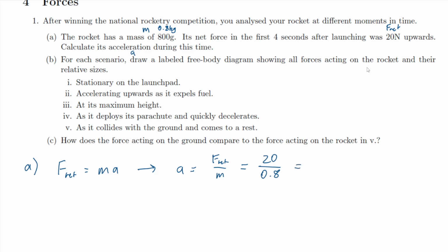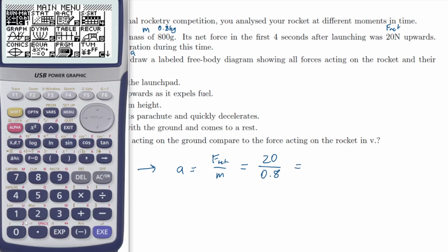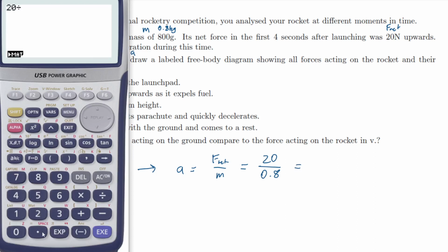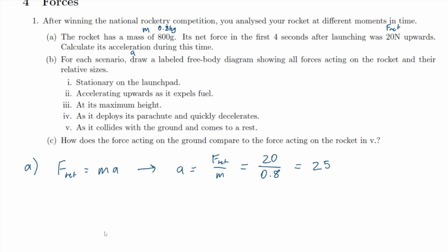So 20 divided by 0.8, get out our calculator. 20 divided by 0.8 is 25. And since we were in SI units for newtons, so for force and for mass, kgs, our units for acceleration will also be in SI units, right? Meters per second squared. So in the first 4 seconds, the rocket has this constant acceleration of 25 meters per second squared.